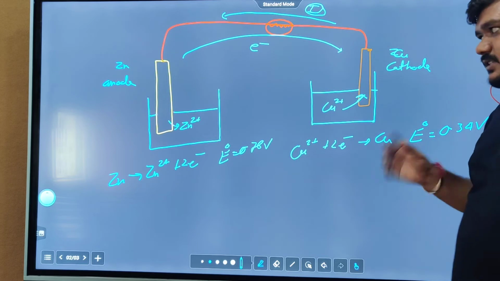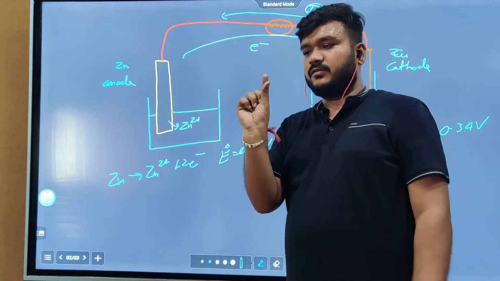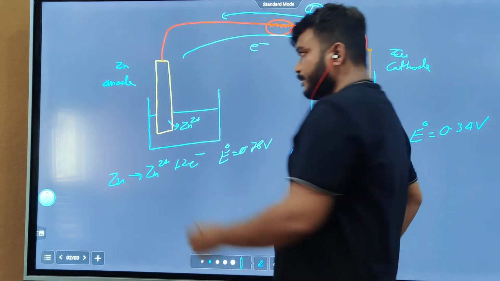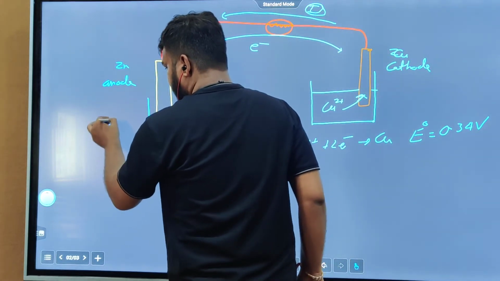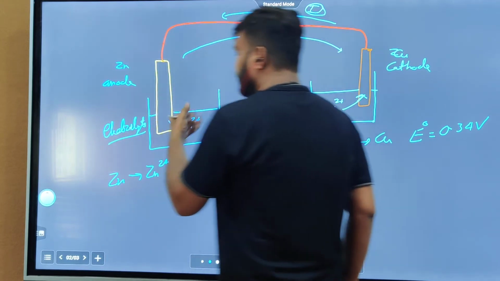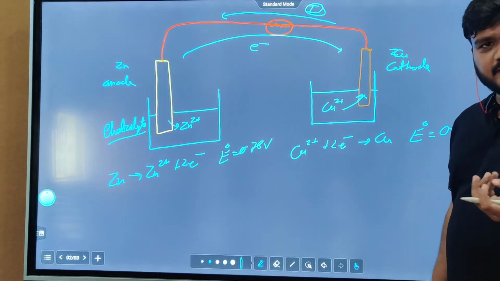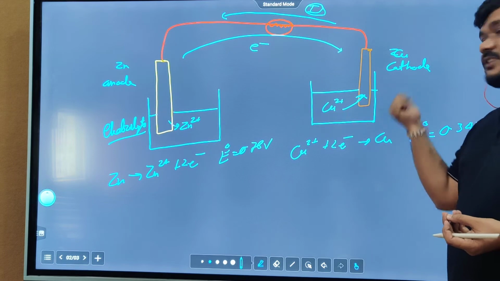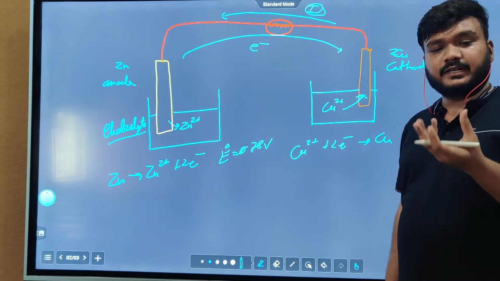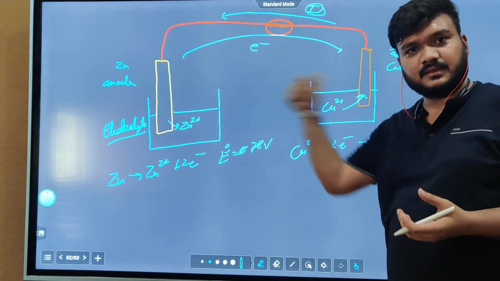With time, we will see the zinc electrode will get thin, because Zn2+ ion concentration is increasing, zinc is decreasing. Here copper is depositing, so with time the copper electrode will get thick.